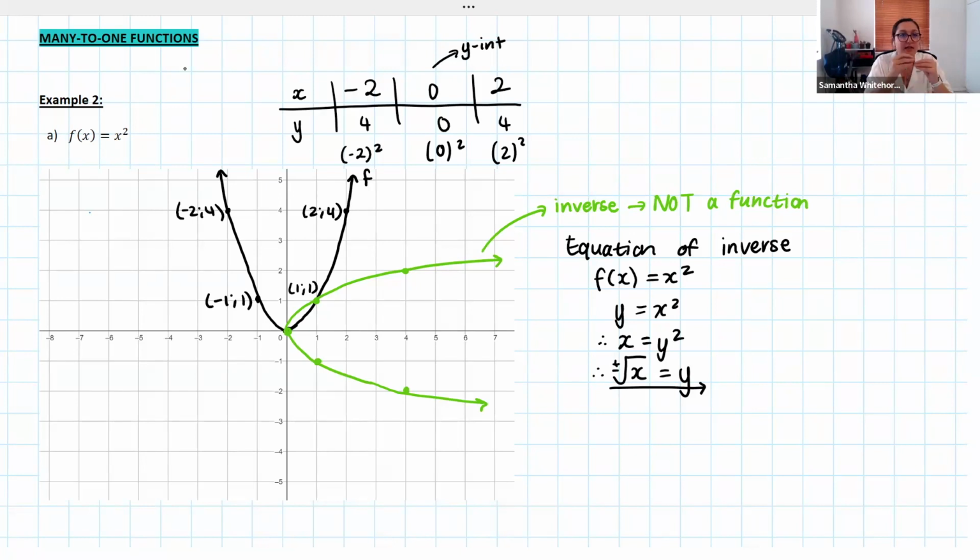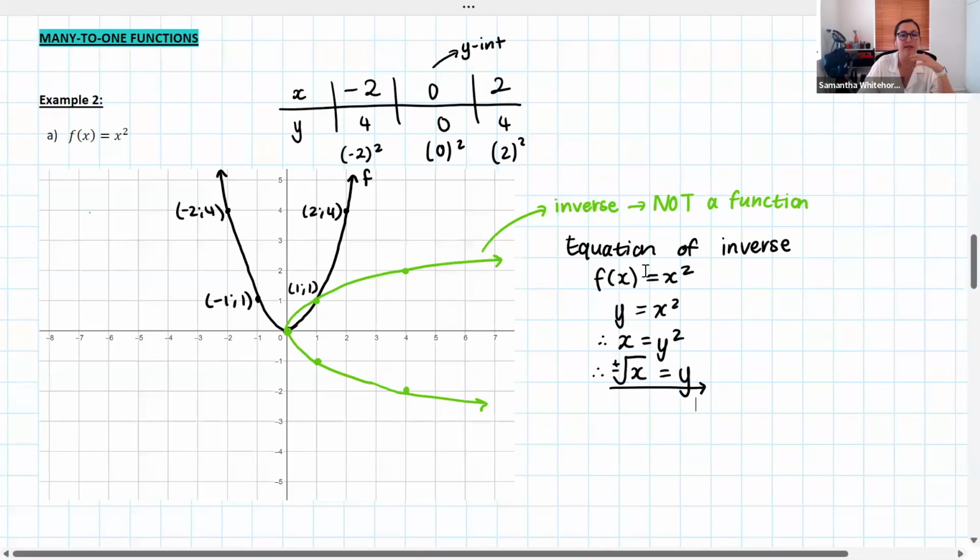Now, like I say, the ideal would be to have an inverse that is actually a function. And we're going to chat now about how we actually go about doing that. All right, so I'm going to stop here, take your screenshot. Right, so let's have a look.